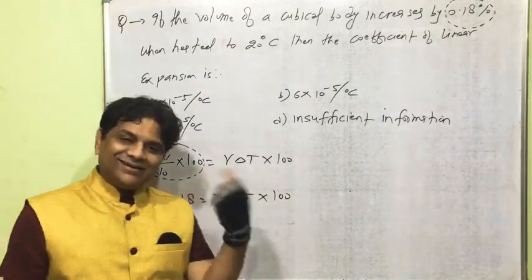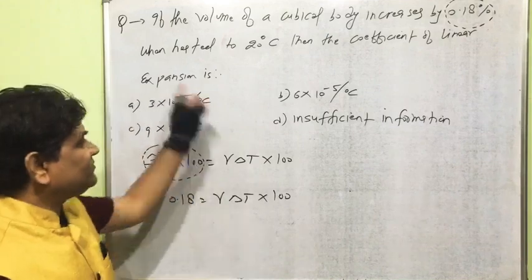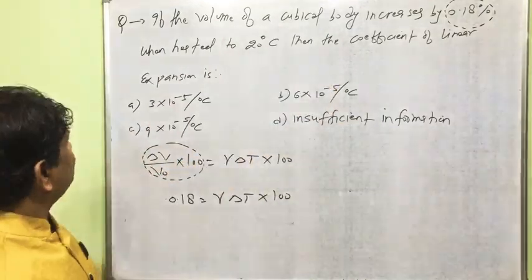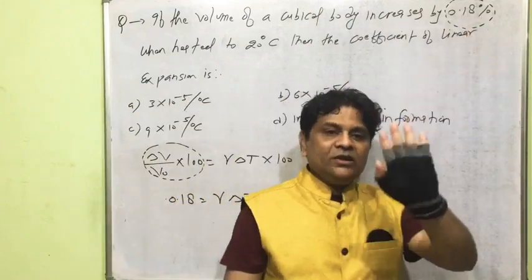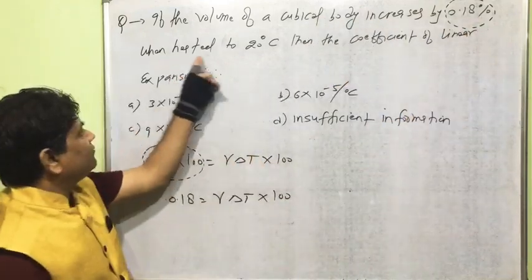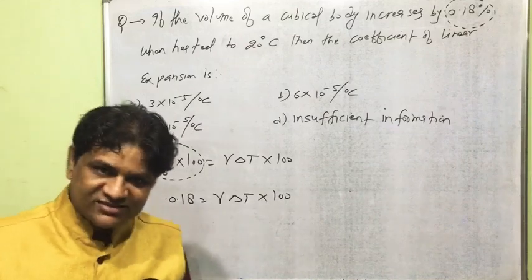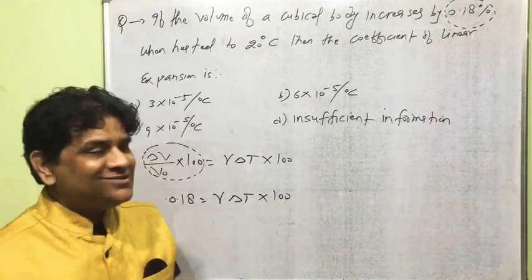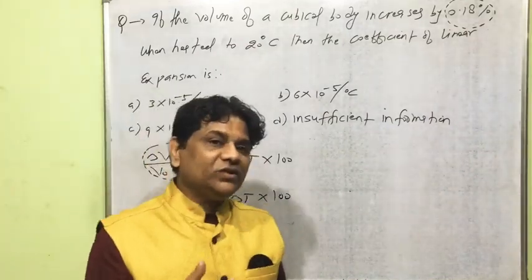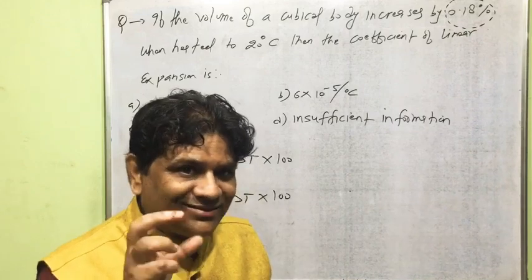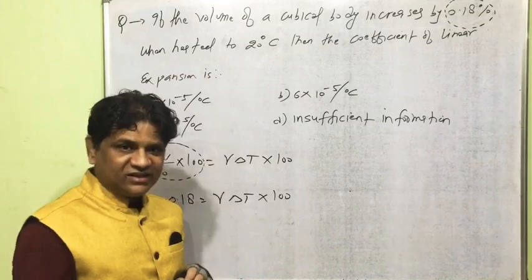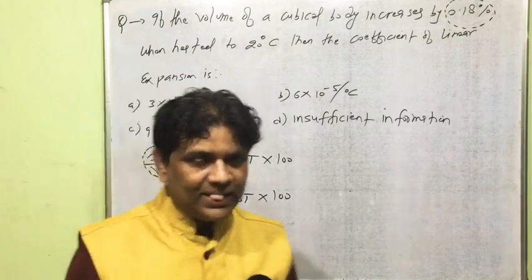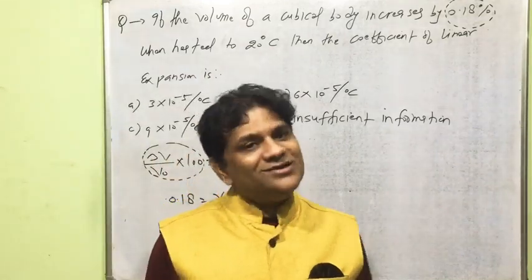Now, is delta T given or not? We can check from the question. If the volume of a cubical body increases by 0.18% when heated to 20 degrees Celsius. Now, many of the students may make a mistake at this place. They put the value of delta T as 20 degrees Celsius. So this is our mistake here. Delta T is not 20 degrees Celsius.